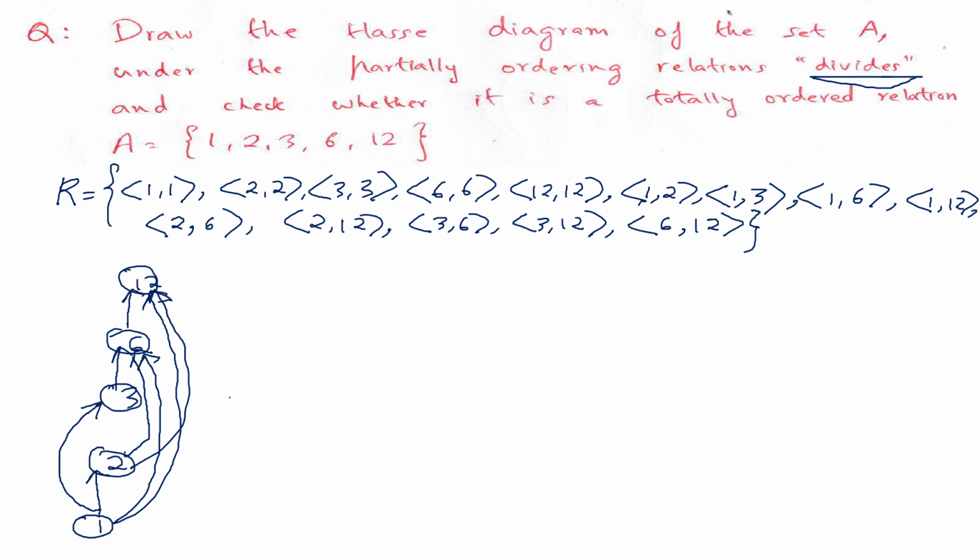Now what is missing here? Can you tell me? Is there any connection from 2 to 3? There is no connection. That means we cannot write 1, 2, 3, 6, 12 in the same line. We get this information only from the rough diagram. Wherever there is no connection, instead of writing vertically up, you have to write sideways.